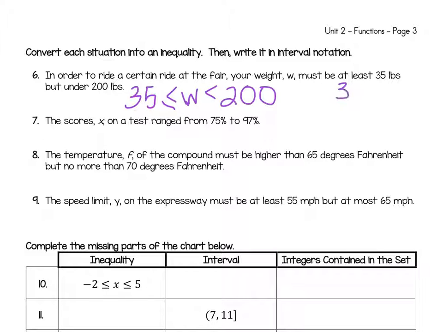Converting the inequality notation to interval notation, we are going to range from 35 to 200. 35 is included, 200 is not included. So closed, open.